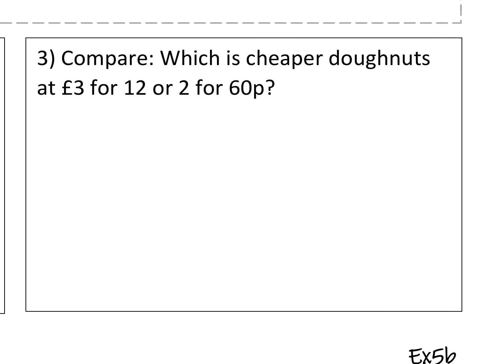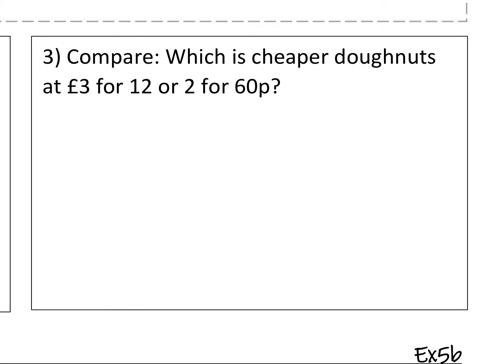Example 3. Compare. Which is cheaper? Donuts at £3 for 12 or 2 for 60p. Let's try and write that as a ratio. We'll put the price first, or the cost first, and then the number that you get. So for £3, you can get 12. The second scenario, the cost is 60p. Let's put that into pounds because the other one was in pounds. That would be 0.60. And the number you get for 60p, or 0.6 pounds, is 2.